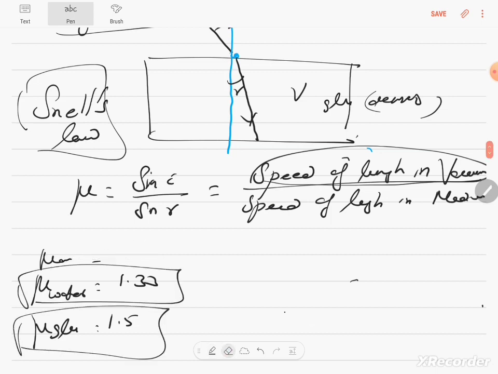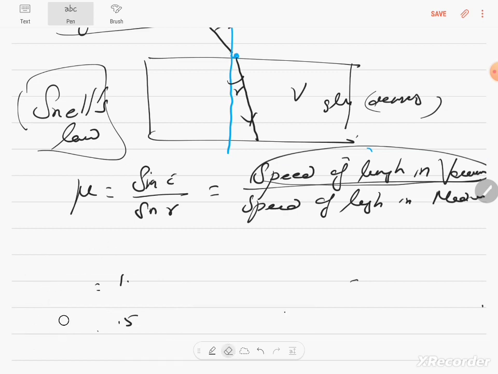Are you clear? So you know, the speed of light in vacuum by the speed of light in medium. Okay, so let me write this. Refractive index of water with respect to air. Water with respect to air.